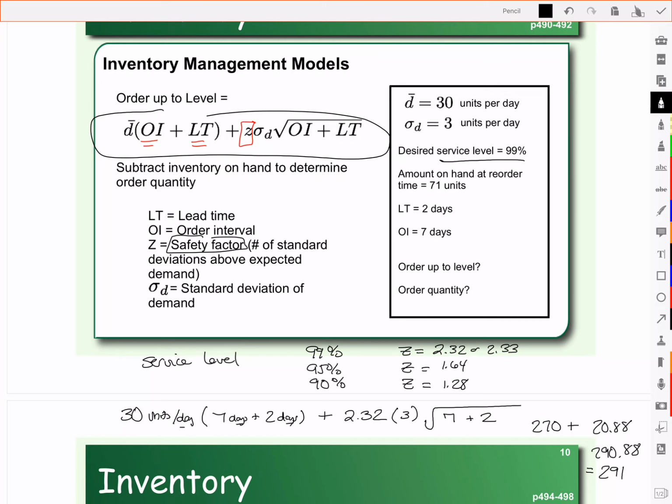So then our question is, what is our order quantity? When we place the order, we need to make sure that however much we have on hand plus the amount we order gets us up to that 291. Well, if when we go to place the order, we have 71 units on hand, then the order quantity is going to be the 291 minus the 71 units on hand. And so then our order is going to be 220 units. So order up to level is how much we need to make sure we have up to, given the amount on hand and the amount we order. So then the order quantity takes the order up to level and subtracts the amount we already have on hand.